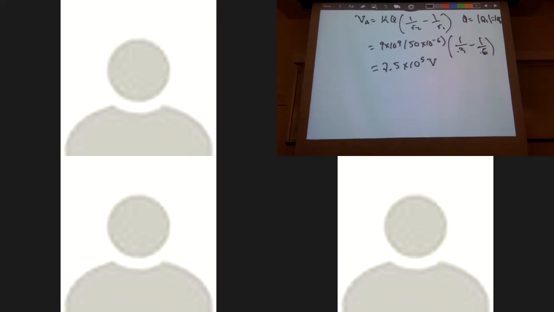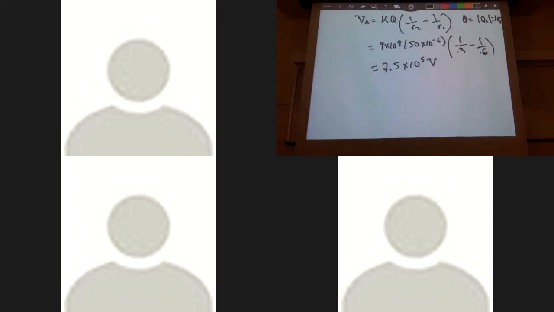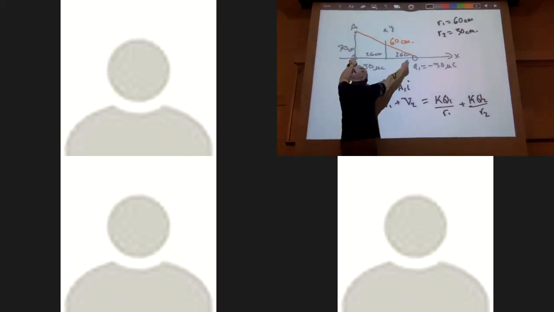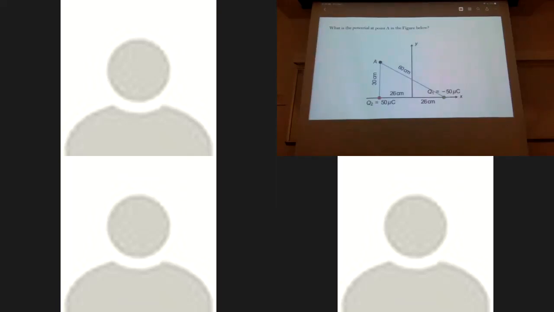So again, since this is a scalar quantity, I don't care about any directional properties. There are no sines, no cosines, nothing like that. The only thing that matters is the distance from this charge to this point, the distance from this charge to that point, and the signs of the charges. That's it. There are no vector properties to these at all. Now let's ask an interesting follow-up question to this, and then this will be the last thing that we're going to do.